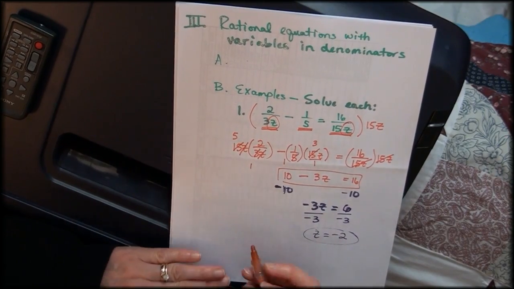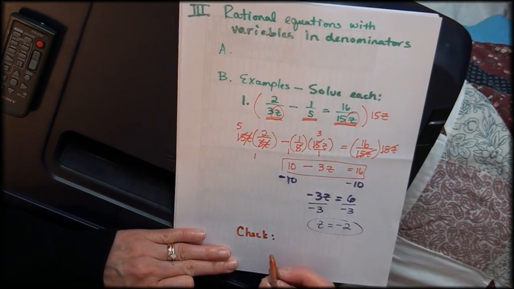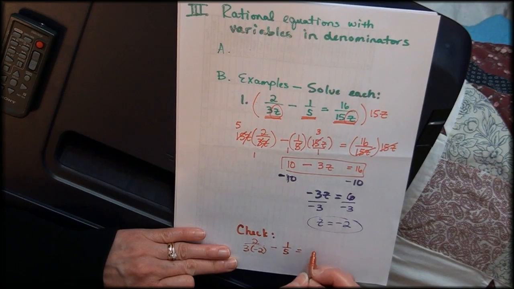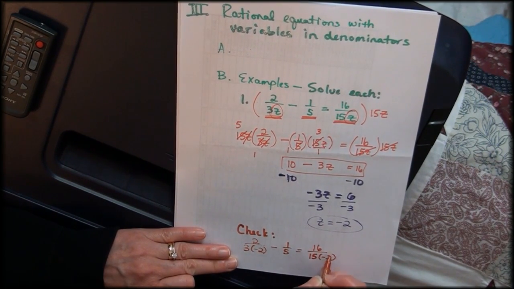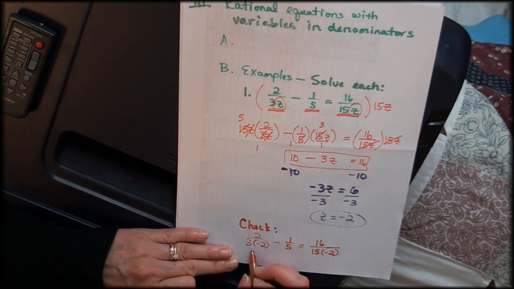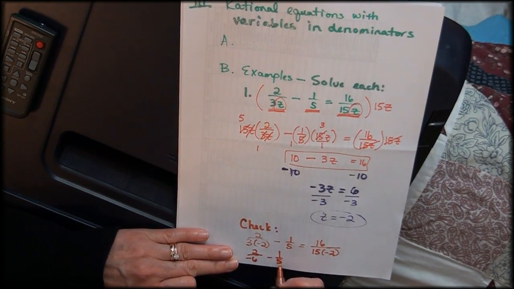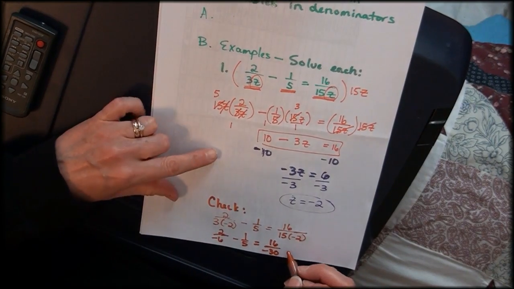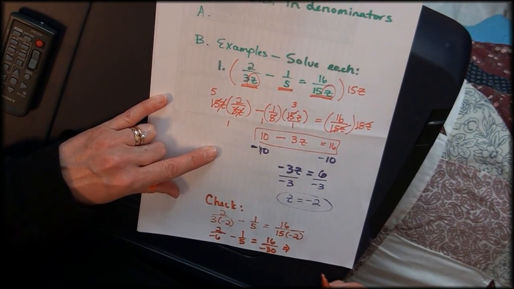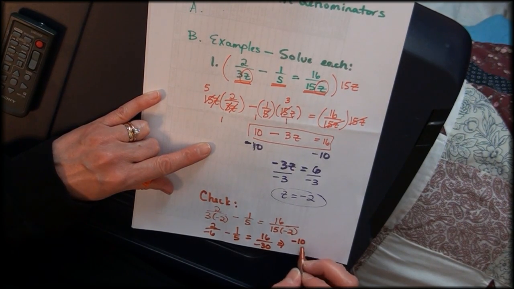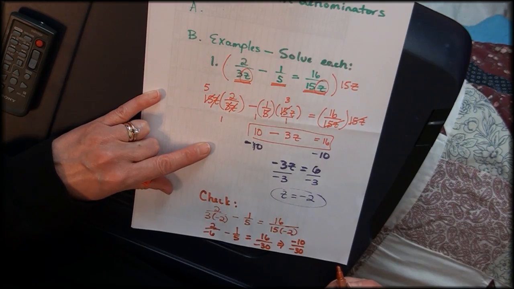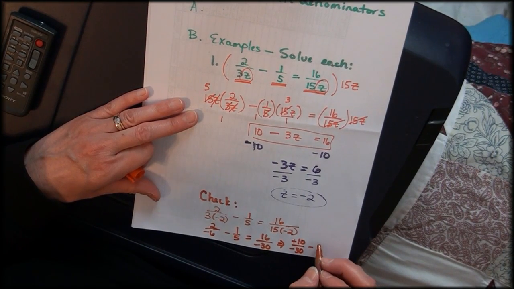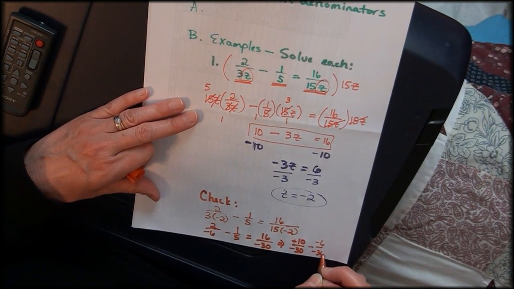And if I did need to go check that, all I would have to do is put that -2 right where I see the z. And now 3 times -2 is a -6. 15 times a -2 is going to be a -30. And then this becomes a -10 over -30. Sorry, a +10 over -30. This becomes a -6 over -30.